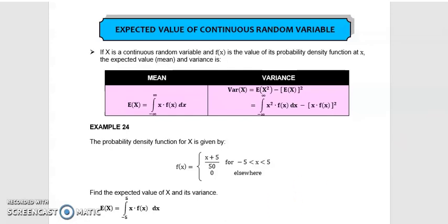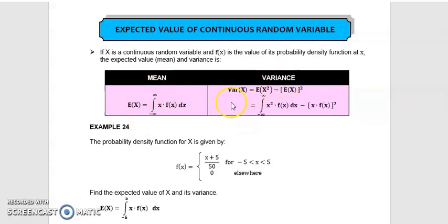If you look here, the expected value of x equals the integral from negative infinity to infinity of x multiplied by f(x) dx. So you integrate with respect to x, from negative infinity to infinity, which are the lower and upper limits given.